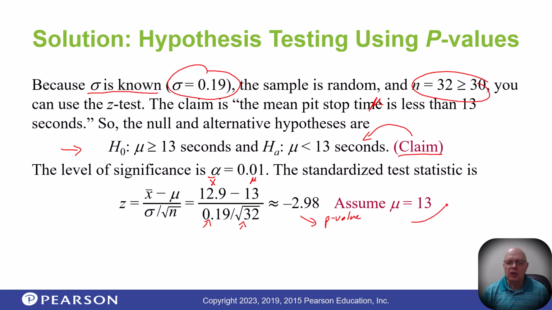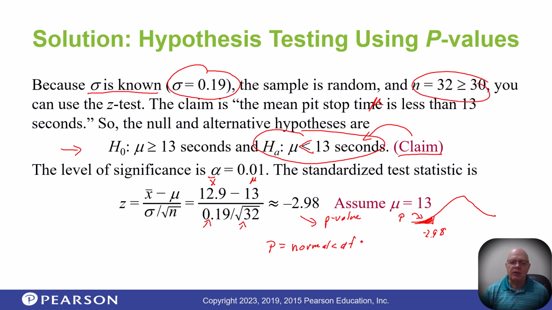Well, draw our picture. What kind of a test was it? The alternate hypothesis tells us what kind of a test it is. It's a left-tailed test. So in our picture, we can draw this in, and our z-value is negative 2.98. So we need to find this area, which will be our p-value. So p equals, and for probabilities, we use normal CDF, since we know the population standard deviation.